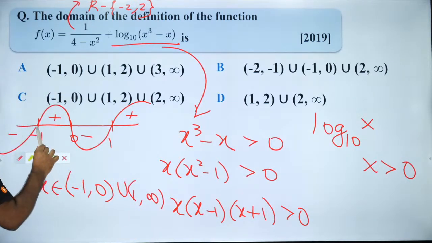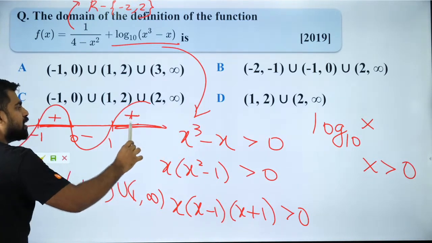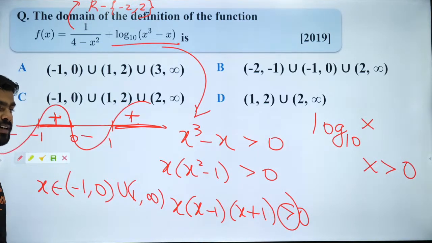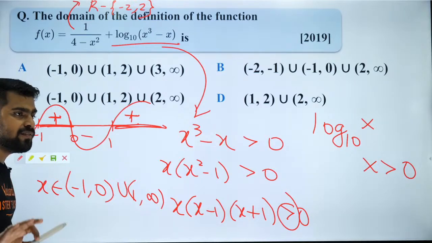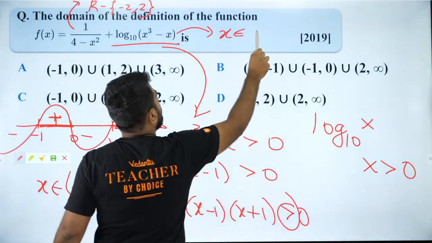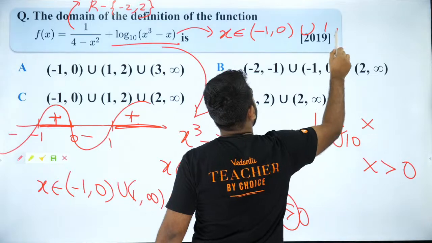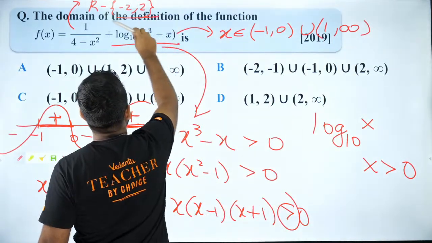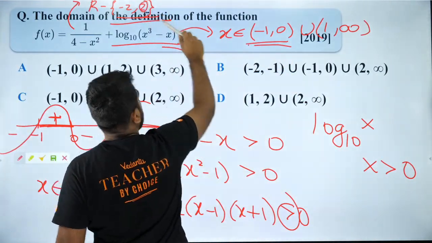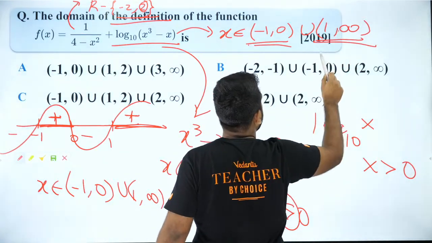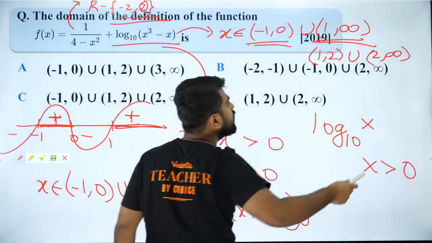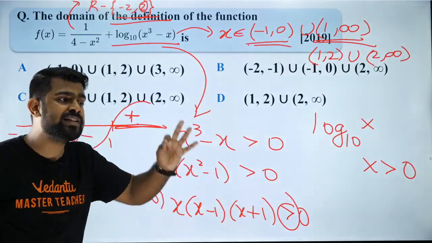Are you all clear? Minus 1 to 0, union 1 comma infinity, because that is where it is positive. Everybody fine till here? So the second part is defined for x belonging to minus 1 comma 0, union 1 comma infinity. But please remember, x cannot be 2 or minus 2. Minus 2 is anyway not here, so I don't care about it. But 2 is there, but 2 is not included. So I should remove 2 here. So I will put 1 to 2, union 2 to infinity. I am just removing the point 2 alone.